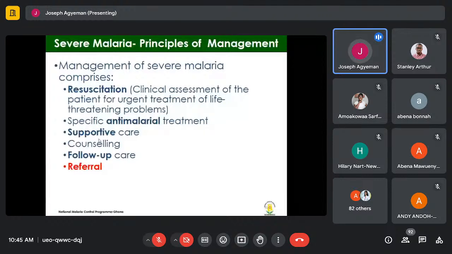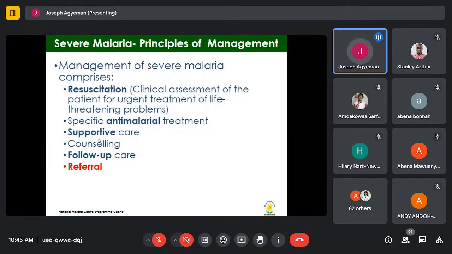Of course, afterwards you need counseling. Why do you sit there for malaria to move up to complicated malaria? Why do you even sit there to get the malaria in the first case? We have several preventive measures that you can take to prevent the onset of uncomplicated malaria, and for it not to graduate to complicated. Afterwards, you need to follow up the patient.